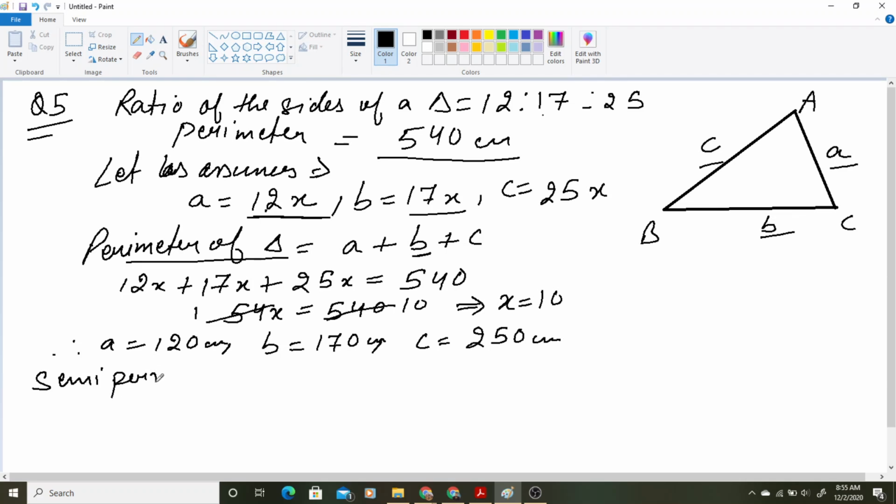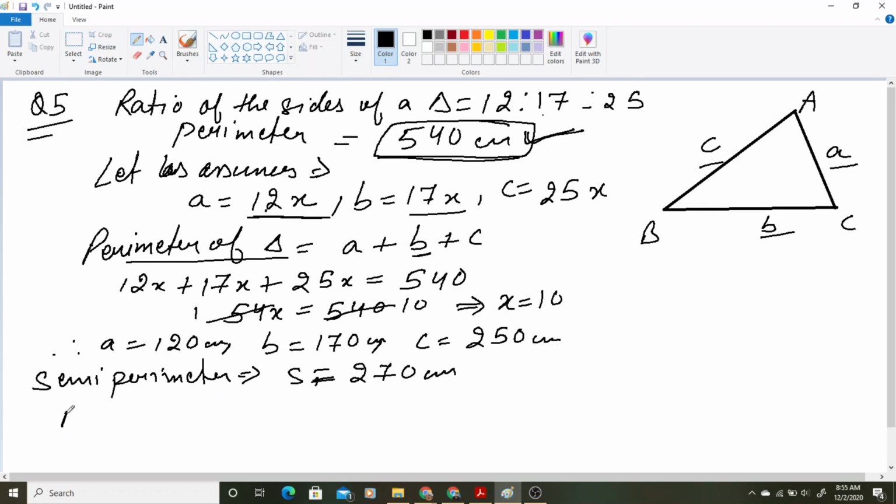The perimeter we are already given, so we can take half of that only. So semi perimeter S will be equal to how much? 270. There is no need to do A plus B plus C divided by 2. We are given the perimeter, and the semi perimeter is half of the perimeter. So S equals 270 centimeter.